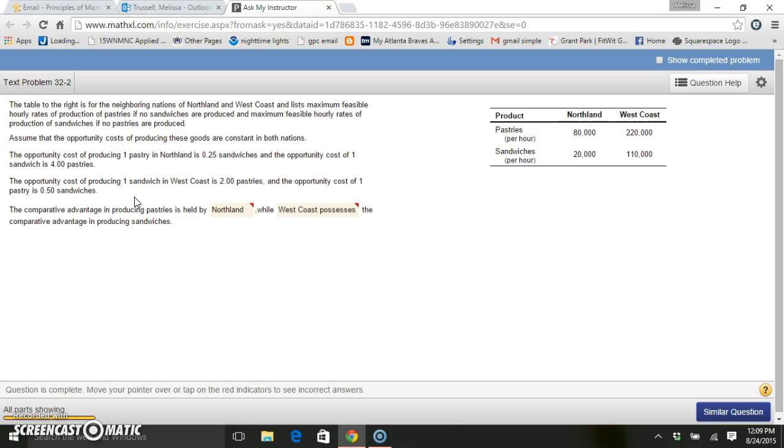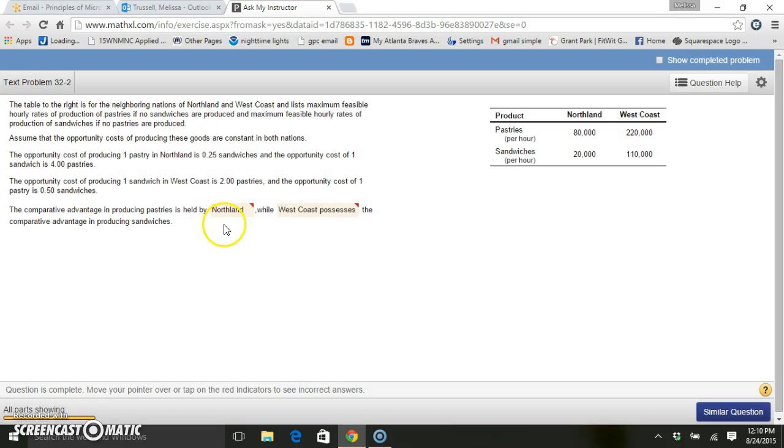And comparative advantage just means who has the advantage in this market. So for whom does it cost less to make a pastry? That's all you're looking for here when you talk about comparative advantage. The comparative advantage in producing pastries just means who had to give up fewer sandwiches to make a pastry. Does that make sense? So I have an advantage if it costs me less to make a pastry. I have an advantage if I'm giving up fewer sandwiches in order to make a pastry.